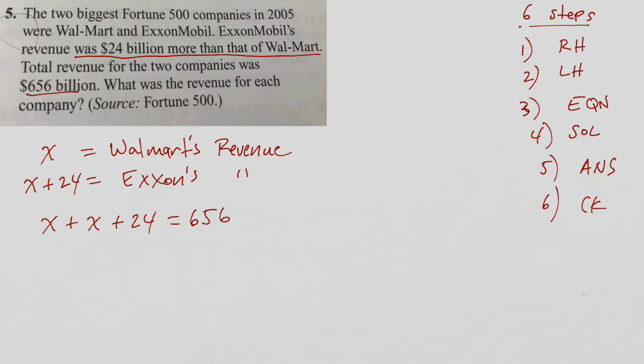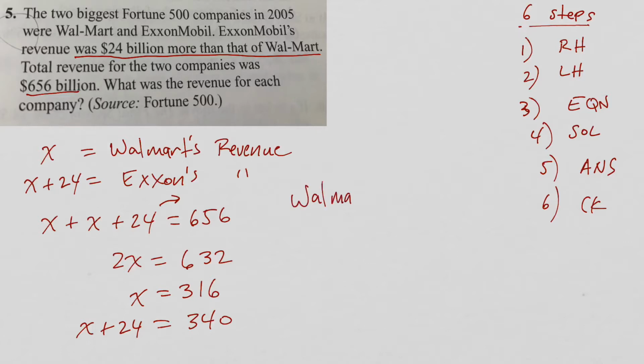Now when I solve this, I get 2x is equal to, I bring the 24 over by subtracting, and I get 632. I divide by 2, and I get x is equal to 316. If I add 24, I get 340. So now the answer.